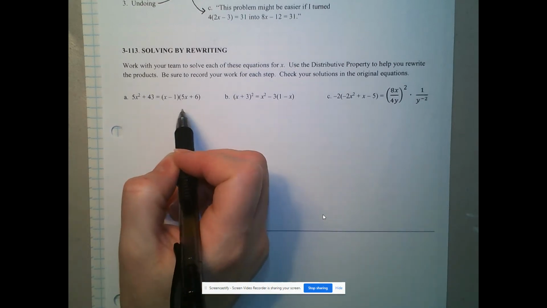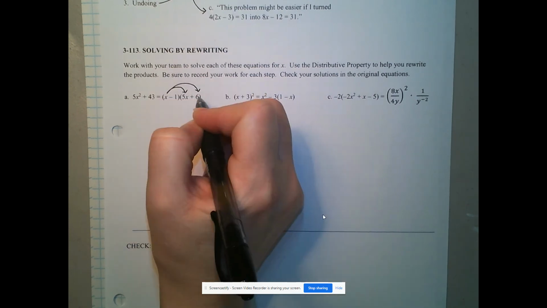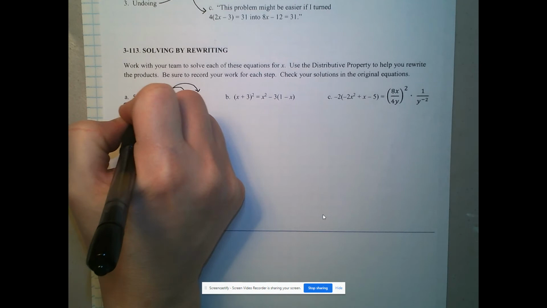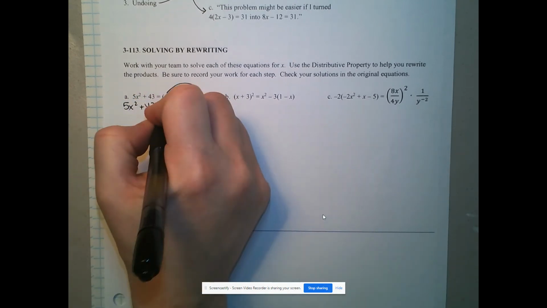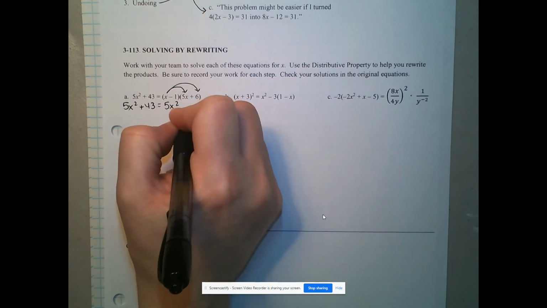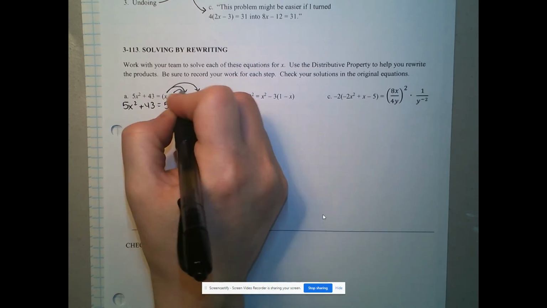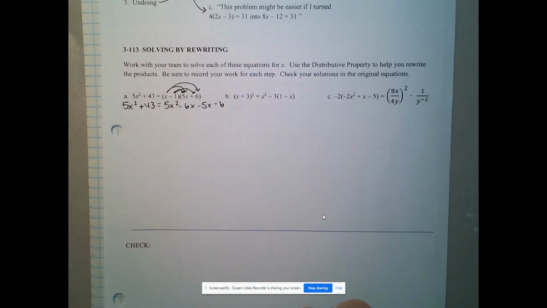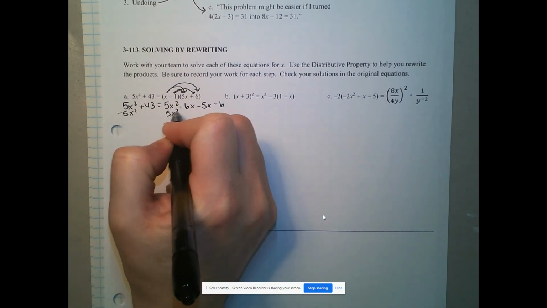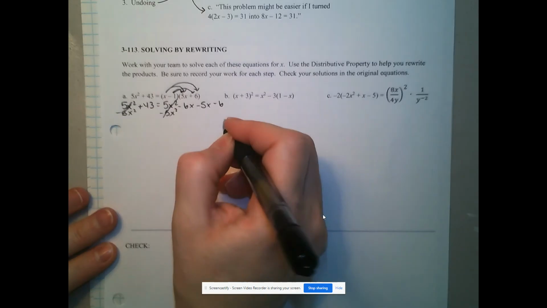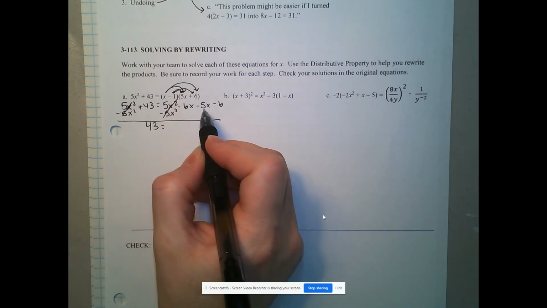In the first one on the right-hand side, you've got to do the distributive property or FOIL, depending on how you're looking at it. The 5x squared plus 43 equals, and I'm going to distribute the x times both things in the second set of parentheses, and then I'm going to distribute the minus 1 to both things in the second set of parentheses. And I'm going to notice that if I subtract 5x squared from both sides, then that's gone, and I've got 43 equals. And I would simplify the minus 6x with the minus 5x.